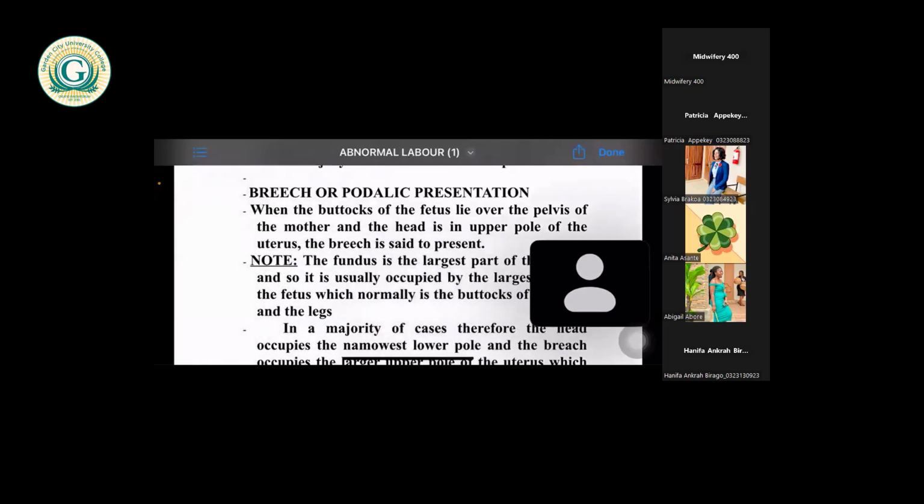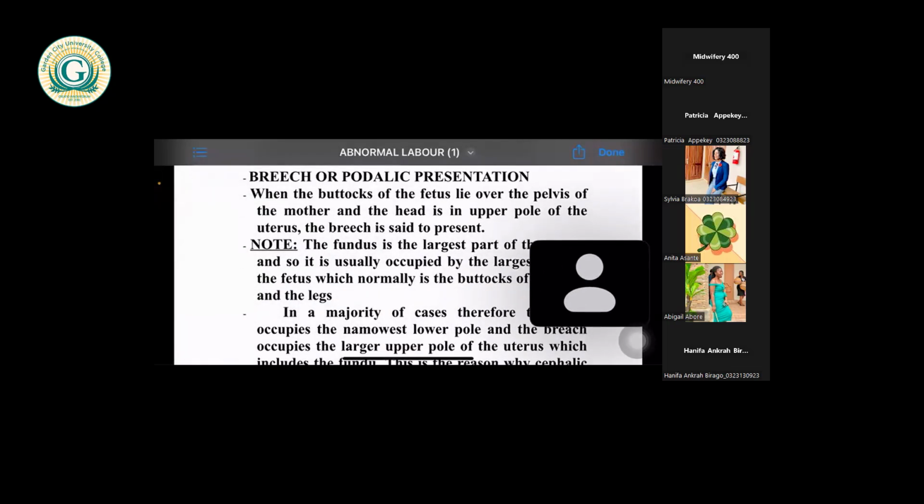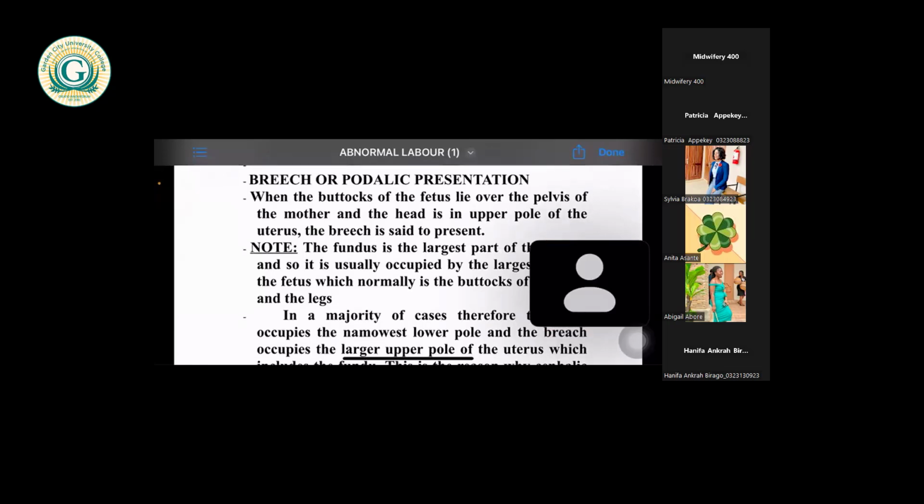Please, can we see it? Yes, please. Okay. Treating breech presentation. So who can enlighten us on it? When we say breech presentation, what does it mean?